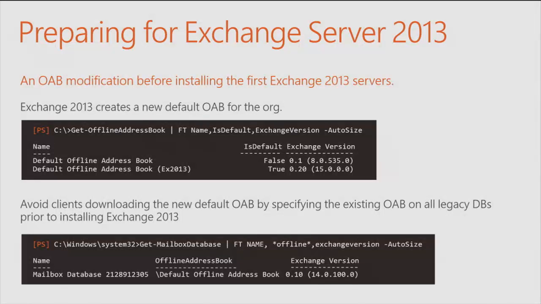So to get around this, what you can do is before installing your first 2013 servers, and it's the mailbox role that will do it in case you're curious, go to all your legacy databases and set your existing offline address book as the default one at the database level. That way you're protecting them so that the next time the user comes in and opens Outlook, or the next 24-hour cycle goes by and Outlook looks for its public folder offline address book, it'll say, oh, it's the same one I've been using, I'll just go get my differential files and we'll be okay.